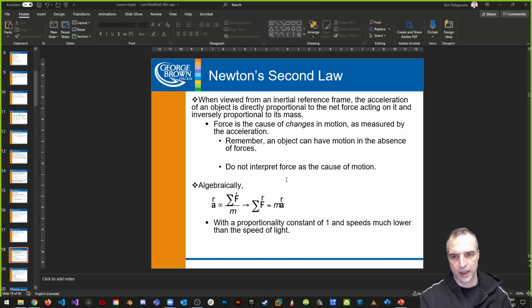Newton's second law. Okay. There's a relationship. Newton's second law states that there's a relationship between force, mass, and acceleration. When viewed from an inertial reference frame, the acceleration of an object is directly proportional to the net force acting on it and inversely proportional to its mass. Better stated, force is equal to mass times acceleration. F is equal to ma. That's a nice summary of Newton's second law. Force is equal to mass times acceleration. Once we have that ratio, F is equal to ma, then we can describe many types of motions.